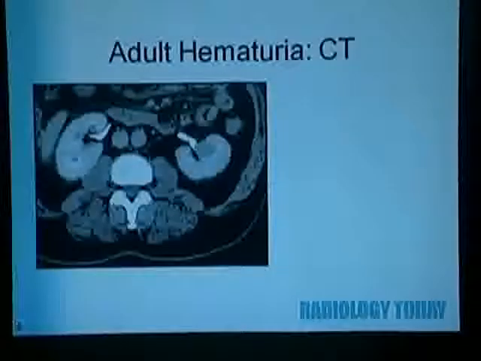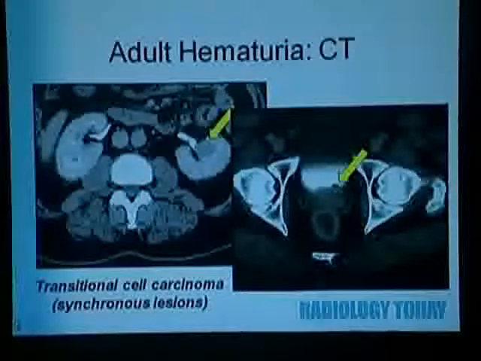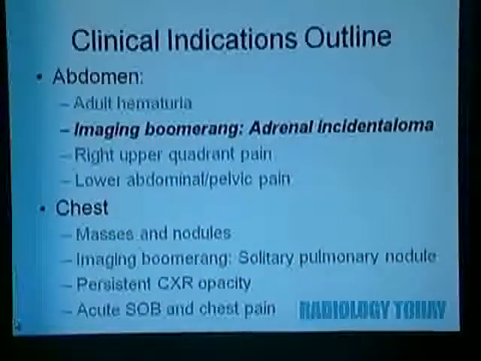Here's a slightly more subtle case, not necessarily the lesion within the left renal pelvis. I think we would pick that up quite well. But also within the bladder, there's a tiny little mass, which is outlined by that excreted contrast. And this is in the same person. And that's synchronous lesions in the setting of transitional cell carcinoma, which can happen in about 35% of the upper tract TCCs. So it's something we certainly look for, multifocal disease.